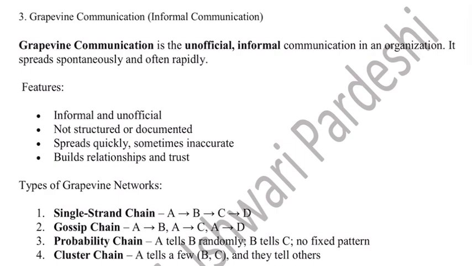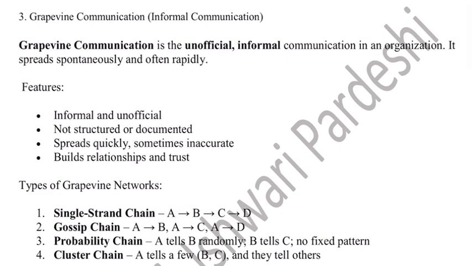There are a few features of grapevine communication. Let's move to the features. First one is informal and unofficial. As we discussed, grapevine communication is an informal way of communication. It is unofficial. There will be no official or confidential data talked about in this kind of communication. There will be no formalities done in this kind of communication. It will be very unplanned. There won't be an aim as such for this communication. Many a time these communications are done on the basis of just having a conversation, right?